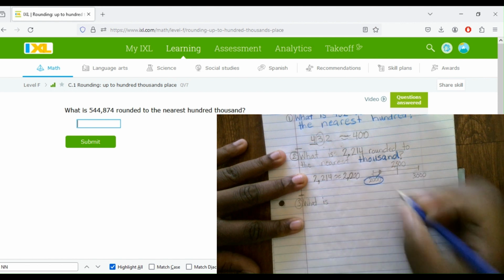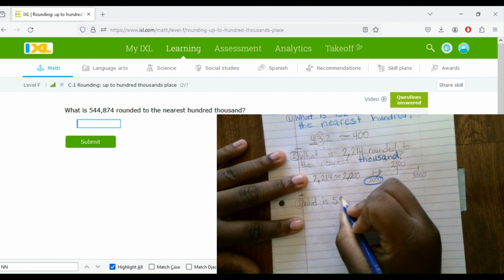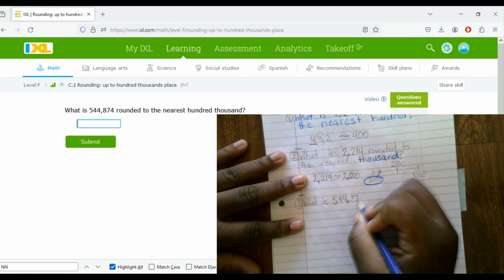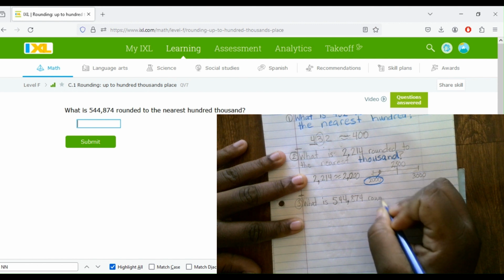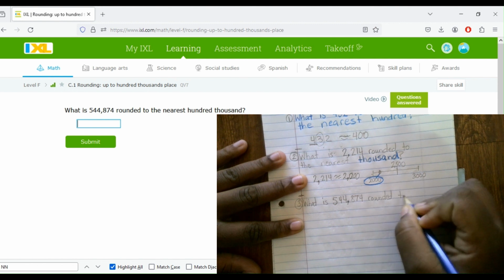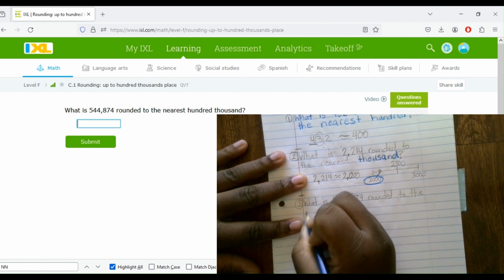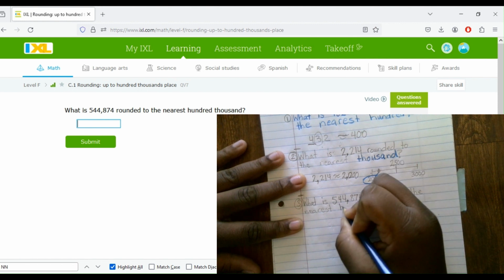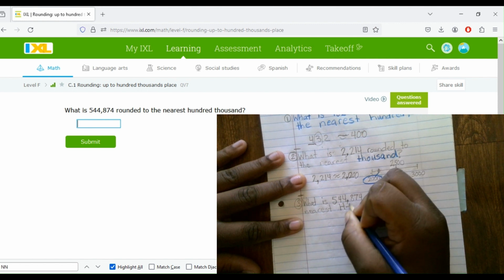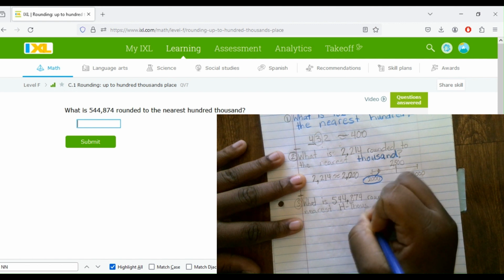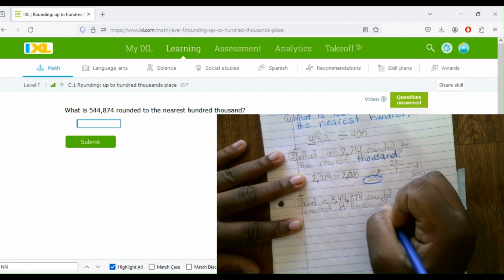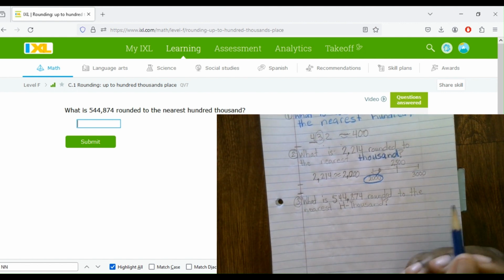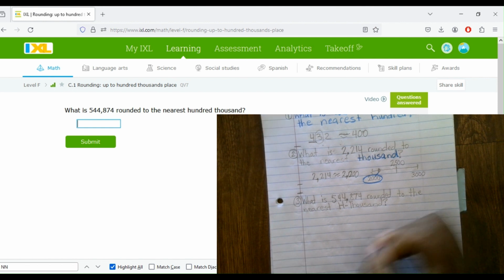What is 544,874 rounded to the nearest, is that 100,000? I'm going to abbreviate 100,000 as H,000. Capital H for 100. So what is 544,874 rounded to the nearest 100,000?